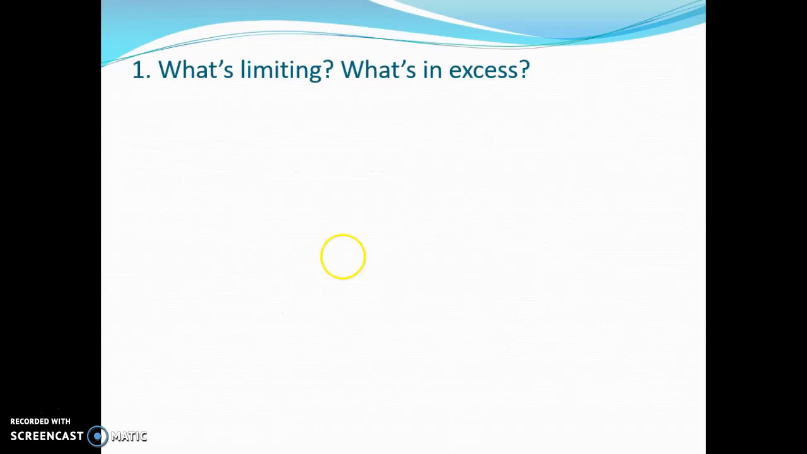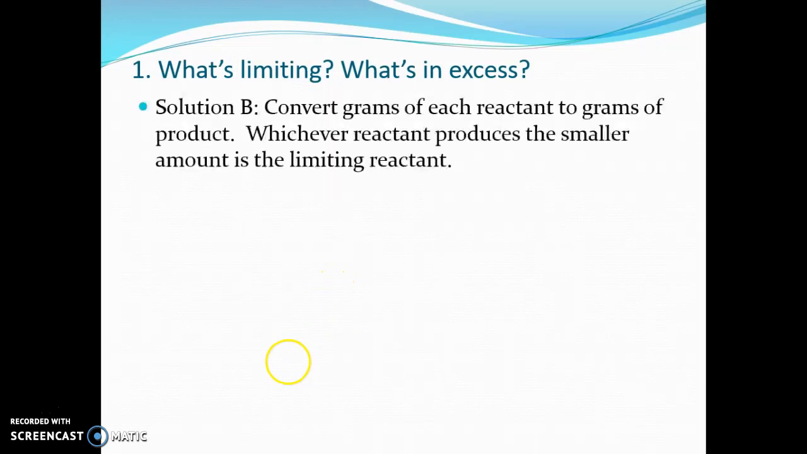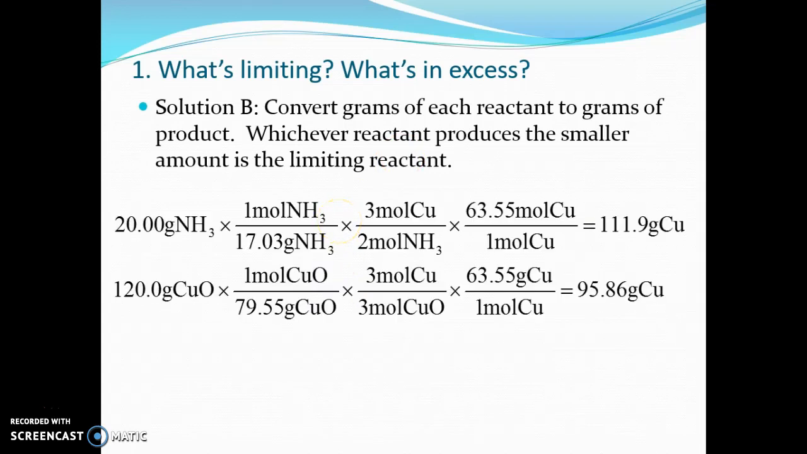The other way that you can do it is to start with each of the reactants that you're given and go to the product. In this case, we want to go to copper because the question asks about how much product you can make, how much copper. And then whichever reactant produces the smallest amount, that's going to be limiting. So here I've got to do 2 mole problems.